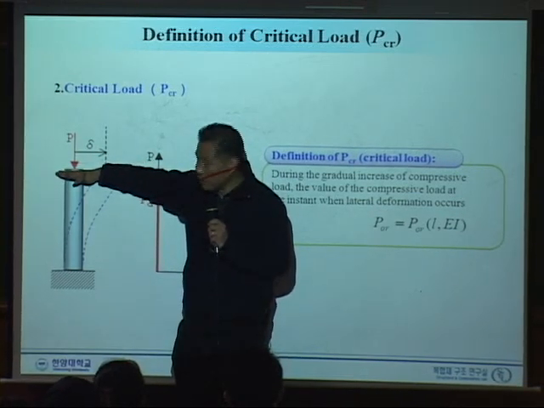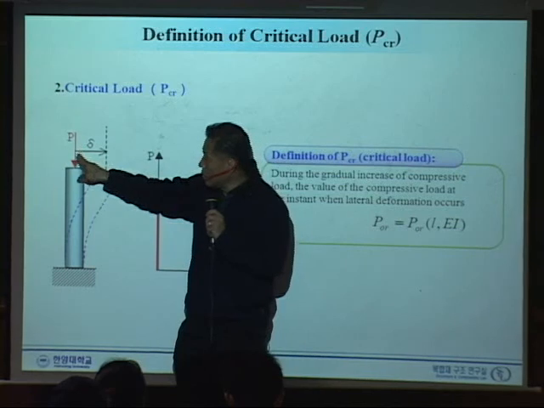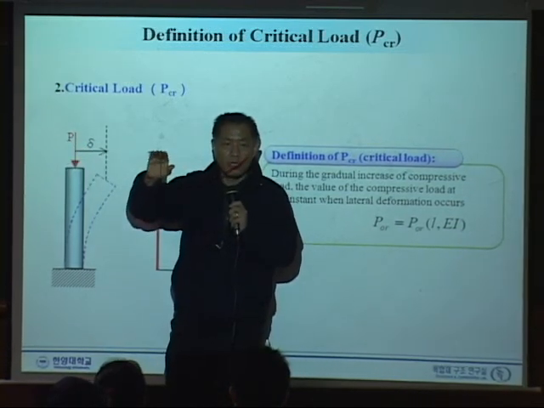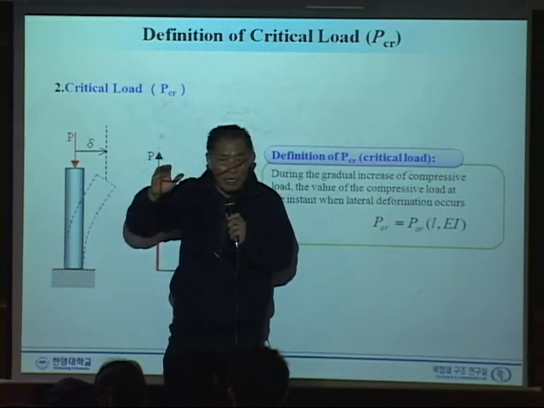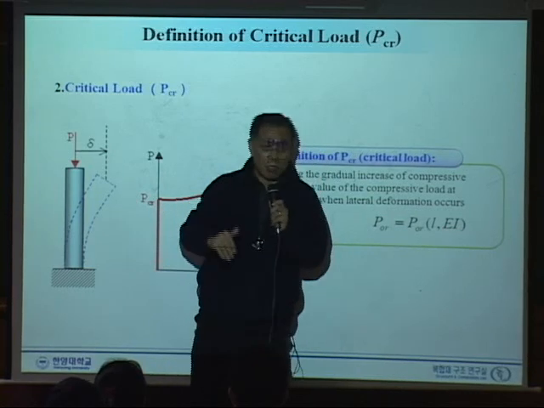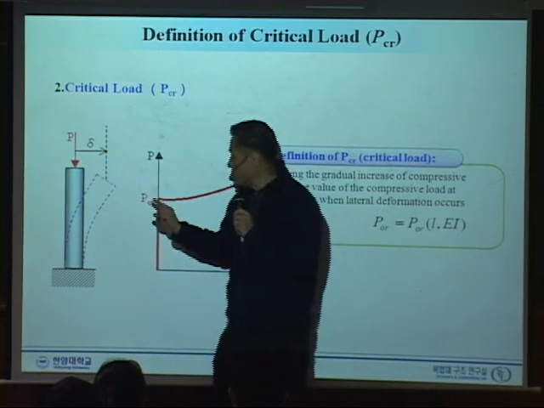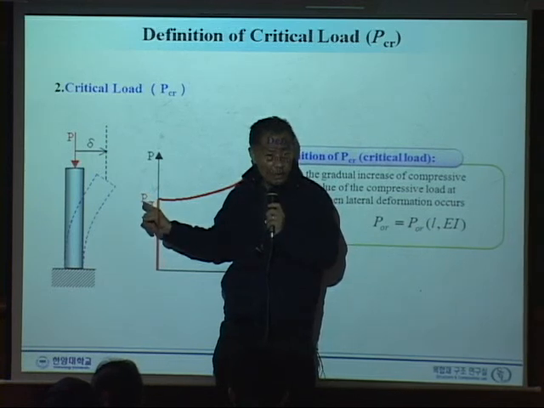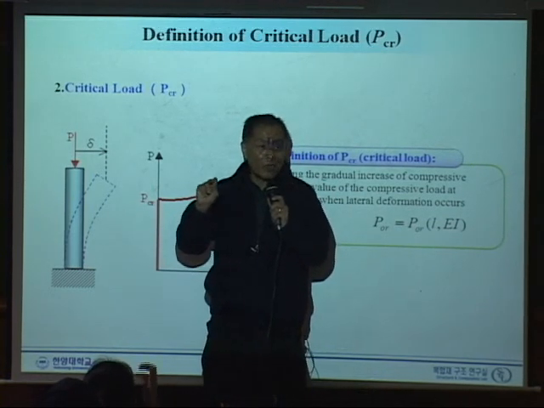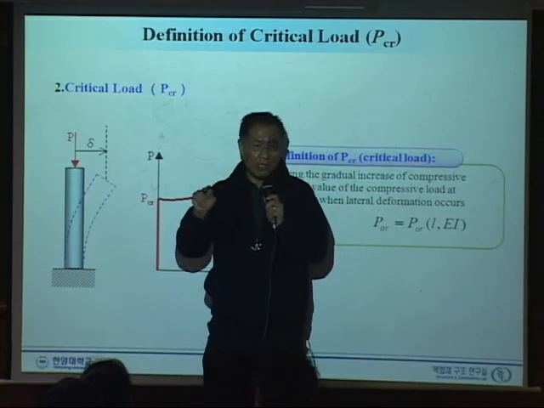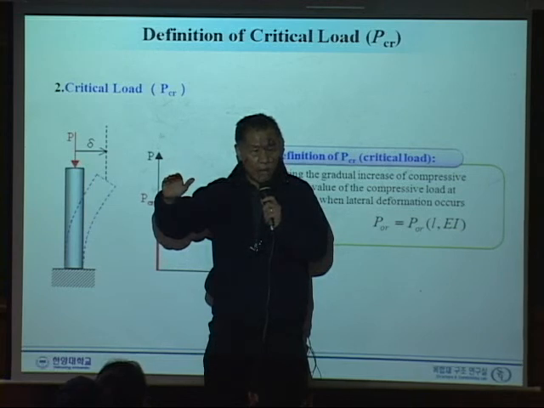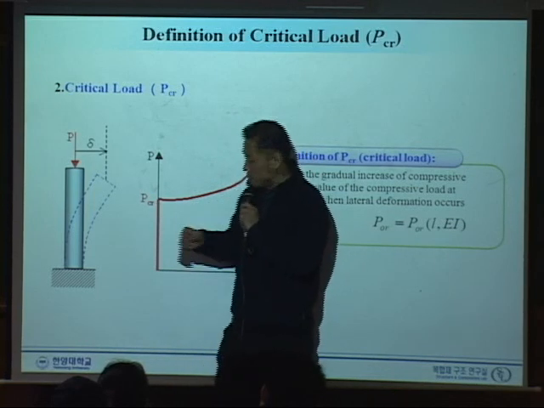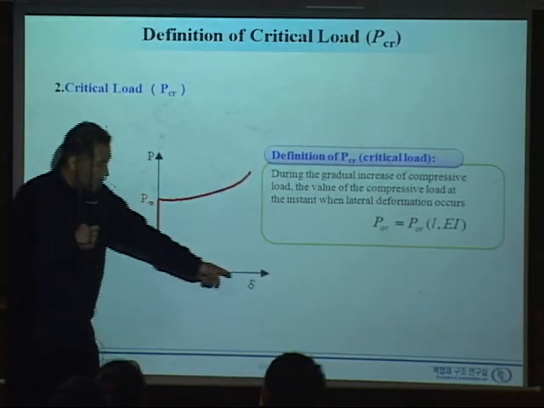It compresses a little bit, just compressive. And then when this force reaches a certain point, then it becomes really unstable and doesn't want to stay there, and it simply buckles. That is called the critical buckling load. Okay? It does not buckle at the very beginning. It does buckle at a certain magnitude. Okay, very important concept.